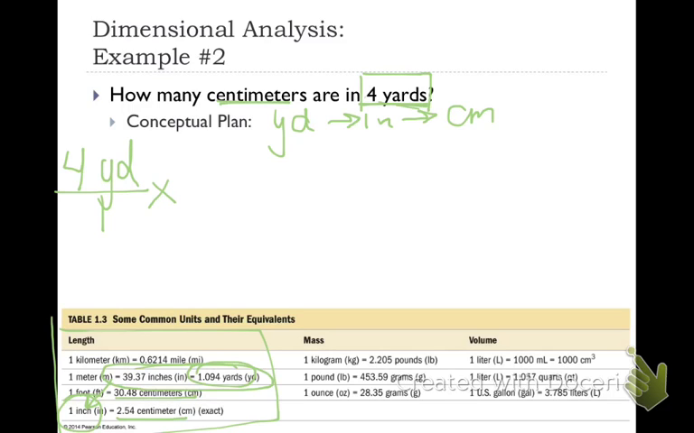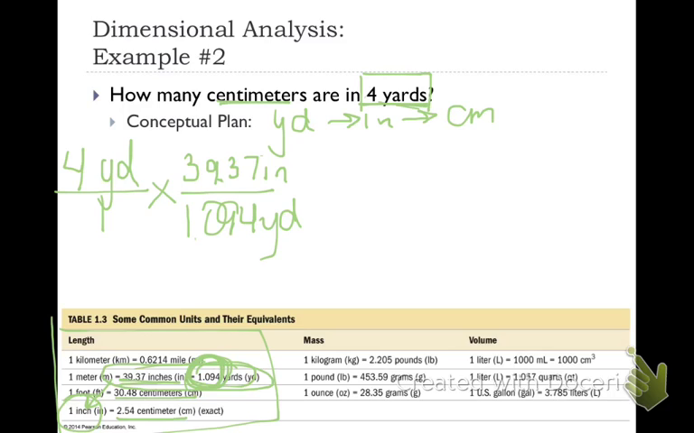Now to figure out, am I going to put yards or inches on the bottom? Since I want to cancel out the yards, I want to make sure yards are on the bottom. So I have 1.094 yards. And remember, I'm getting that 1.094 right here from that table. So that's the yards, and that's equal to 39.37 inches.